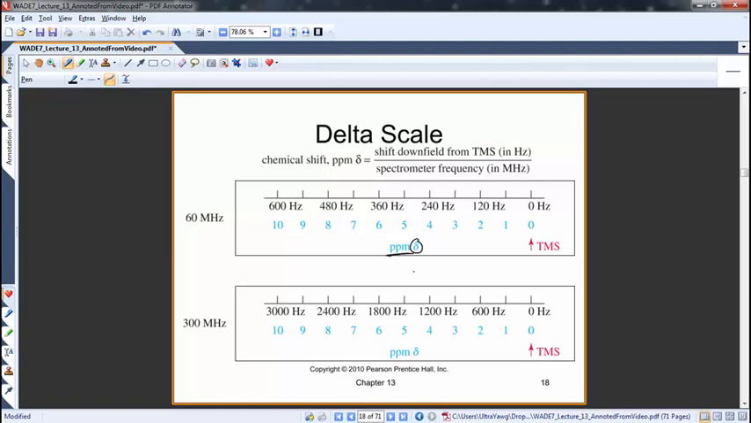I like delta personally because PPM is misleading. PPM stands for parts per million. It's a measurement of concentration, which is a stupid terminology. They should not use it in this, but they do, so we're stuck. It should just say delta, right?